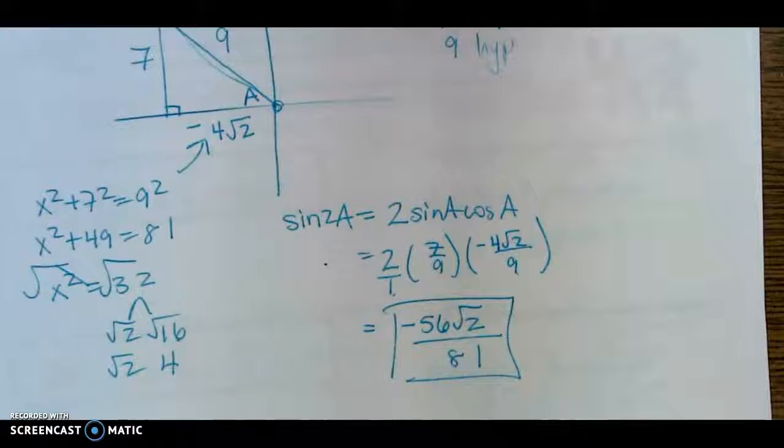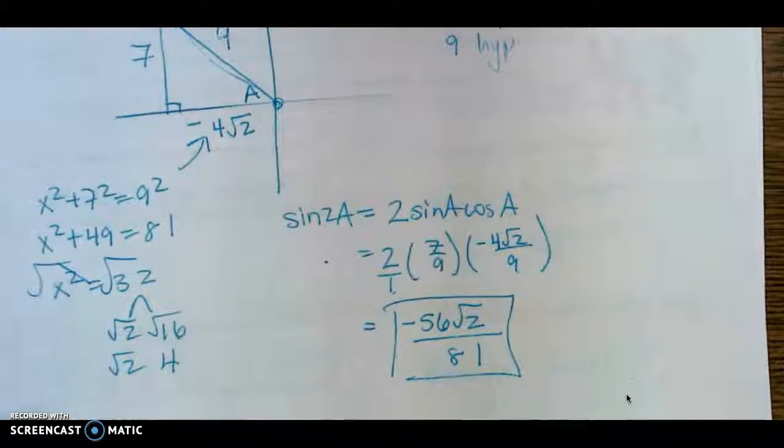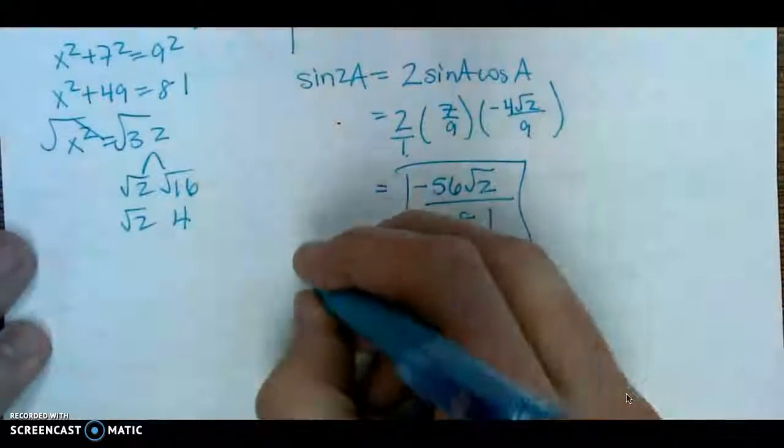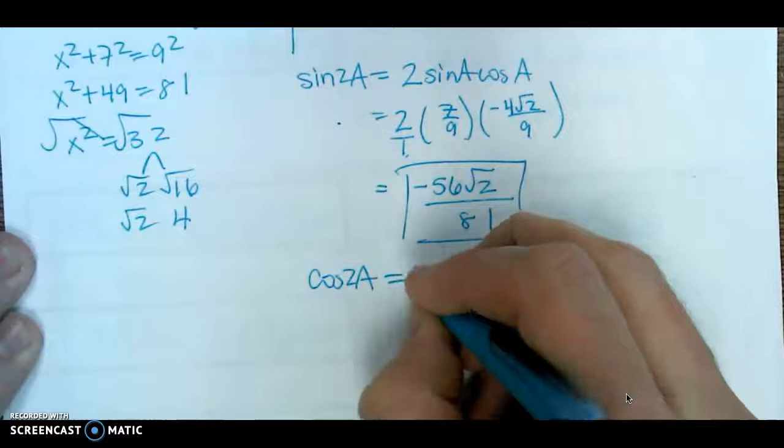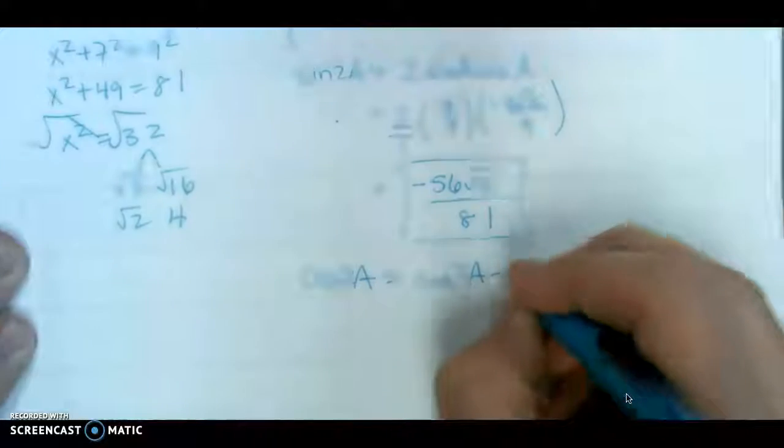Now we're going to find cosine 2a. And you've got 3 properties to choose from. So you can decide what you want to do, which one you want to use. I'm just going to use the first one. So we have cosine squared minus sine squared.